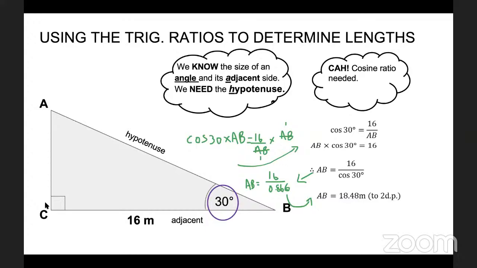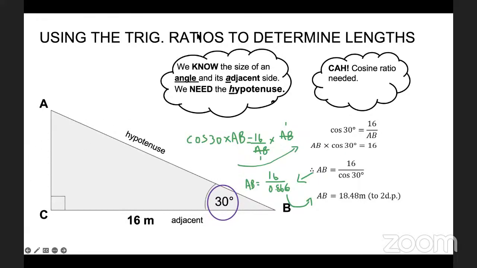And then the next angle, now I know you guys know this. If we have 30 degrees at B, what is the angle at A? Because you know they're complementary angles. So what's the angle at A? 60. Yes, thank you, 60 degrees.